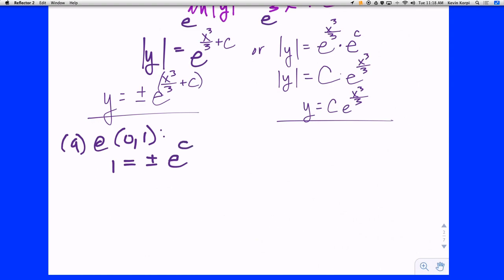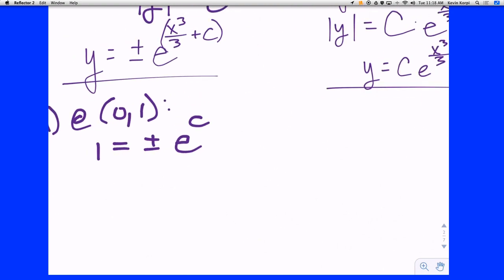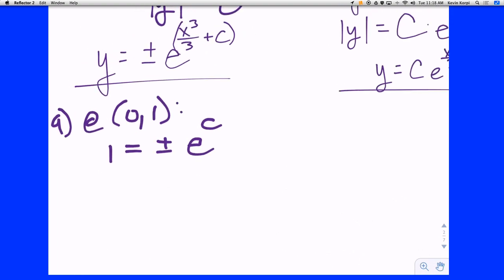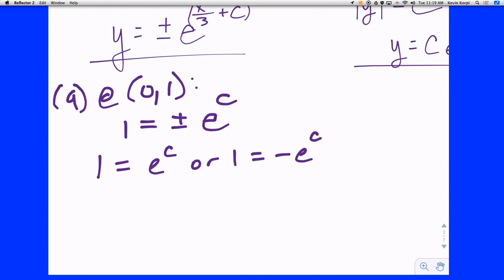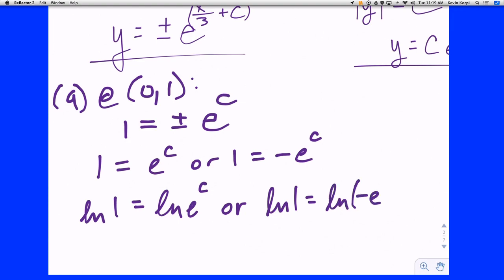That's kind of funny. Now, do I want to call e to the c power new and improved c here? No, because I'm locked into that form. So how do I solve for c? Take the natural log of both sides. So I'm either going to have 1 equals positive e to the c or 1 equals negative e to the c. So if I take the natural log of both sides, I get the natural log of 1 equals the natural log of e to the c, or the natural log of 1 equals the natural log of negative e to the c.